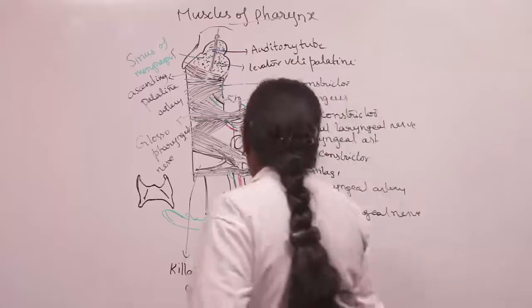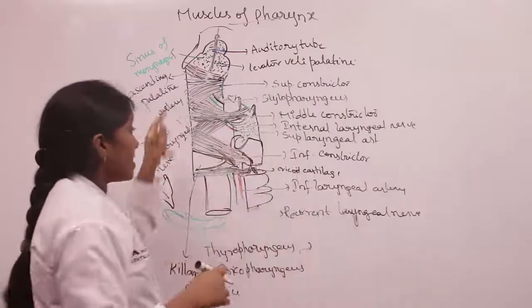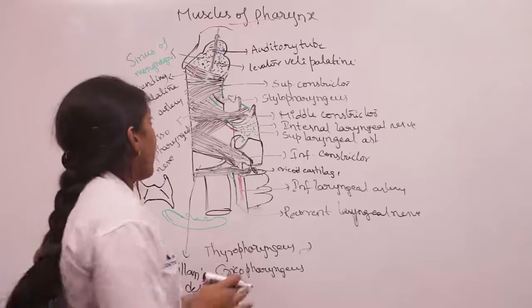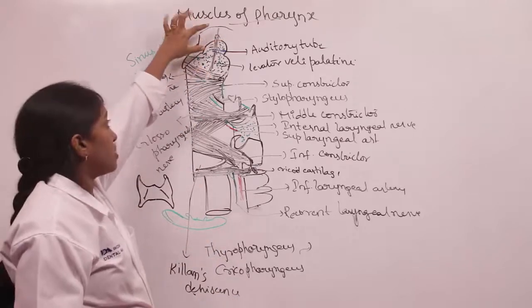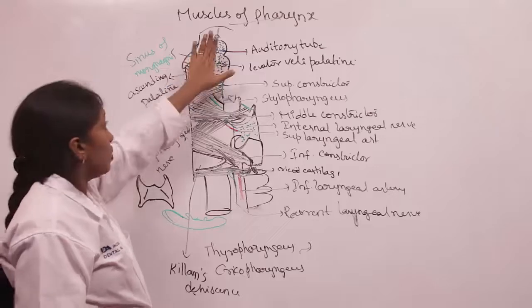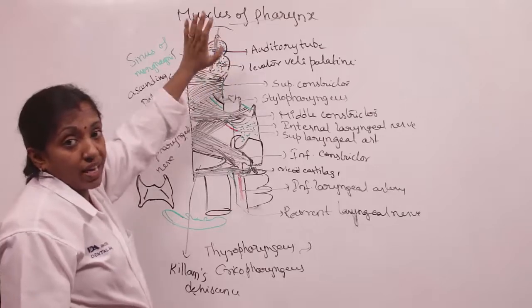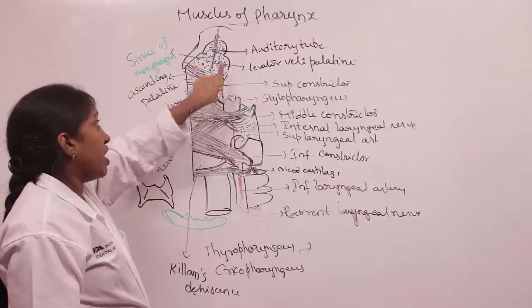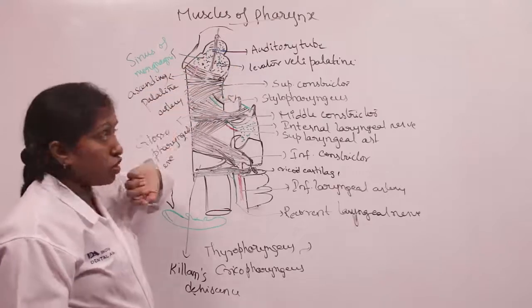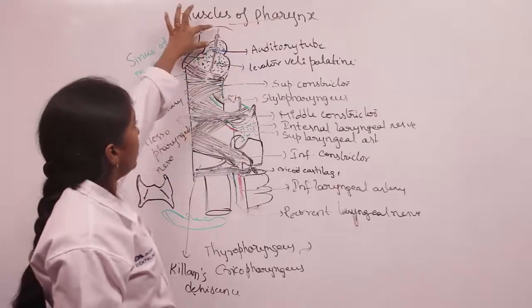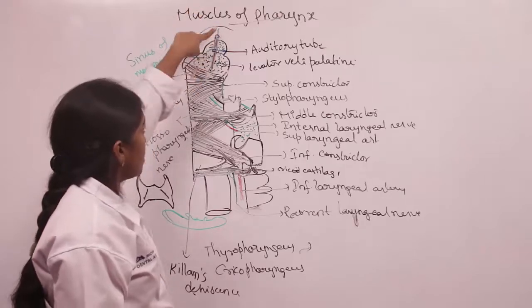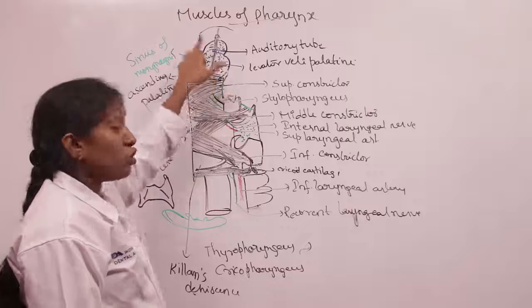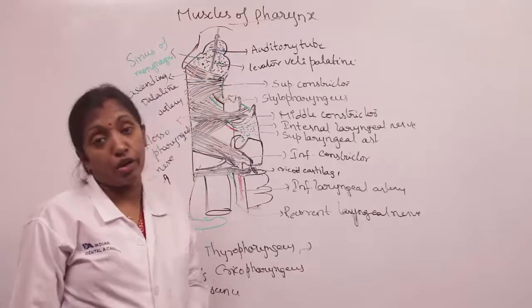And coming to the structures passing in between the constrictors of the pharynx. Here we know that the sinus of Morgagni is present between the base of the skull and the upper border of the muscle. So it is covered by the pharyngobasilar fascia as well as the buccopharyngeal fascia. This sinus of Morgagni is pierced by the levator veli palatini muscle. Here is the levator veli palatini muscle. It pierces the sinus of Morgagni, and also the auditory tube. An important structure is the auditory tube.